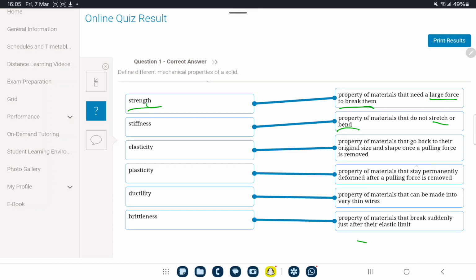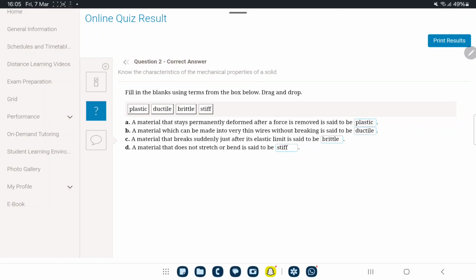Plasticity, property stays permanently deformed like plastic. It's literally in the name. Ductility, mainly it's being able to spread into very thin sheets and wires. And brittleness, it breaks suddenly. Question 2, it's the same thing. Stays permanently deformed, plastic. Very thin wires, ductile. Breaks suddenly, brittle. And does not stretch, is stiff.